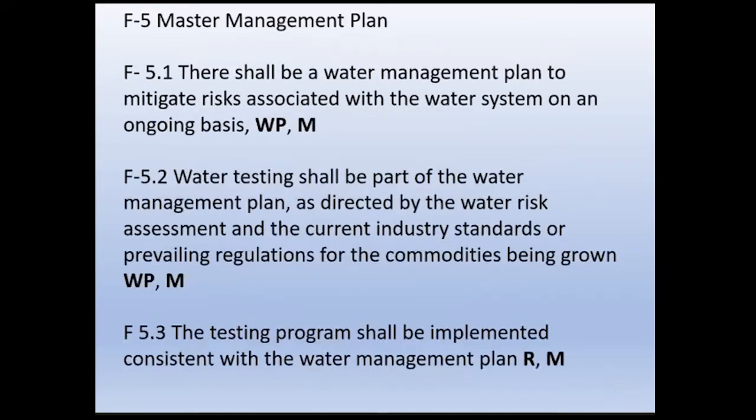So going on to F5, this is a master management plan. F5.1 says that there shall be a water management plan to mitigate risks associated with the water system on an ongoing basis. Notice that a written plan is required and it is mandatory. Now, if you've been to a produce safety rule training, you might remember that this is a recommendation of the produce safety rule plan, all right? But it is not a requirement.